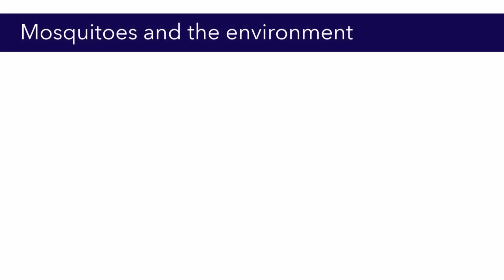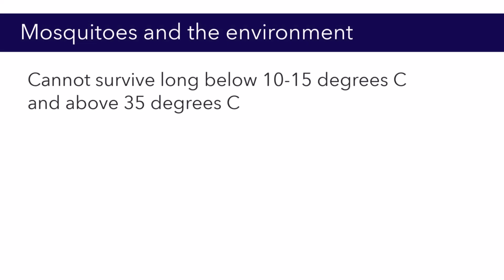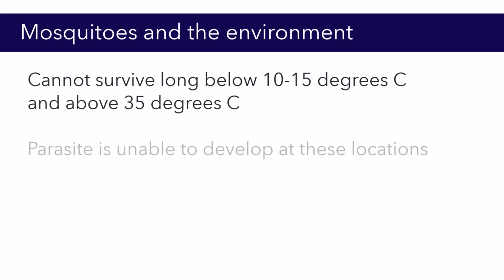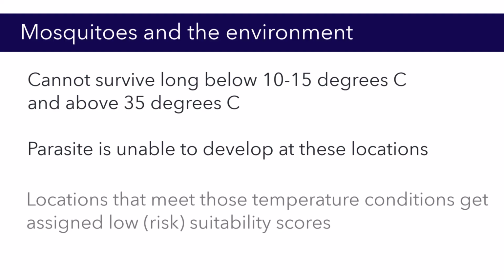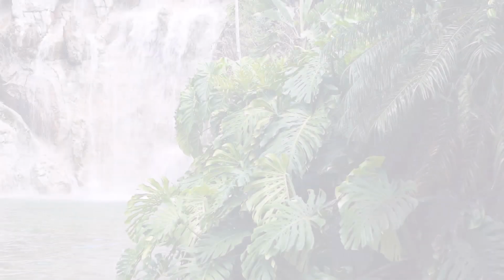For example, mosquitoes cannot survive long in temperatures below 10 to 15 degrees or above 30 to 35 degrees. Because mosquitoes do not live long enough in these locations for the malaria-causing parasite to develop, you can assign locations with these conditions low scores.